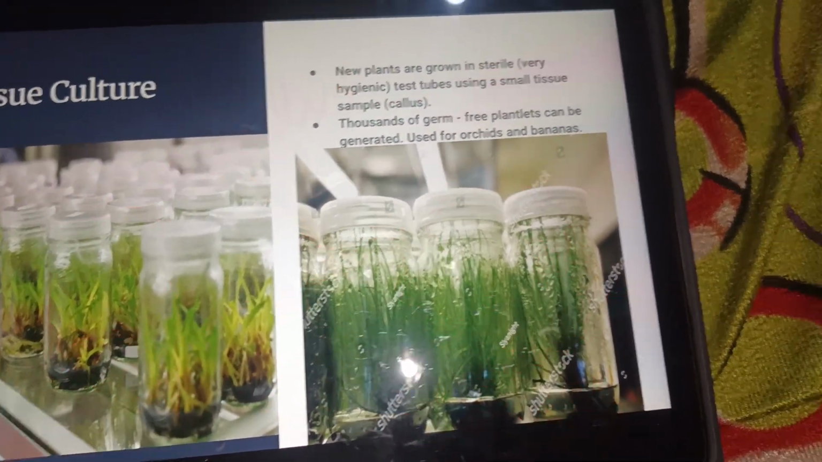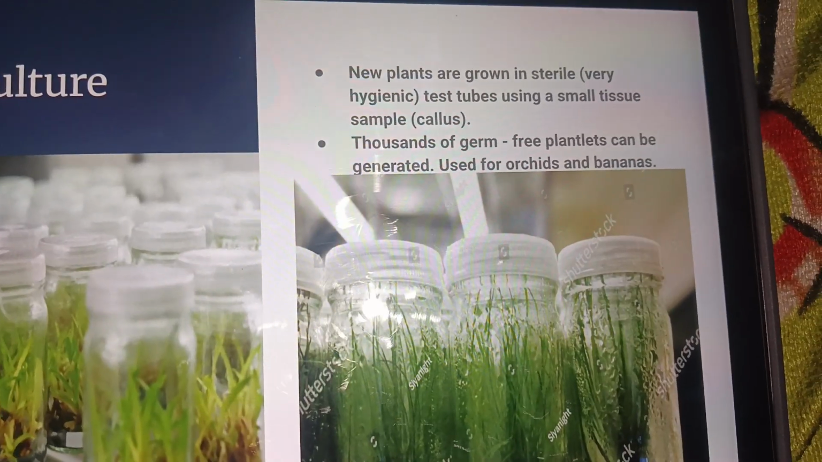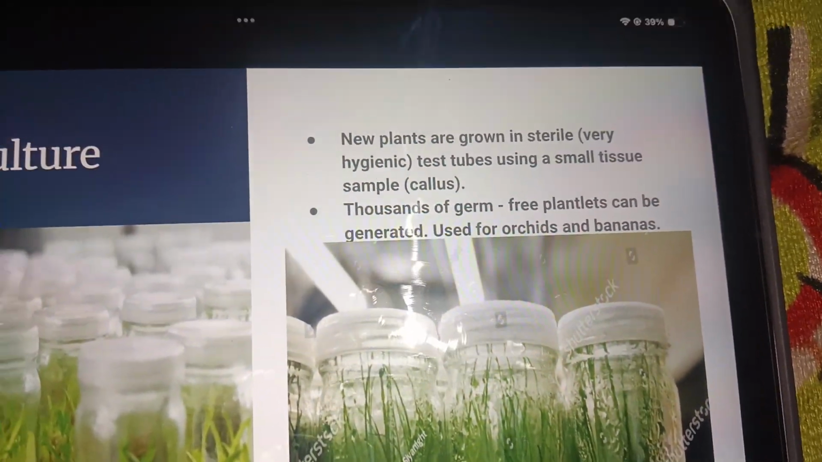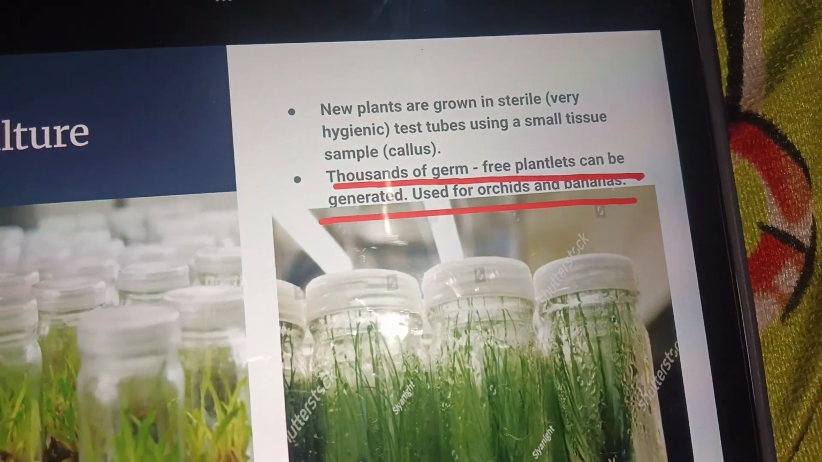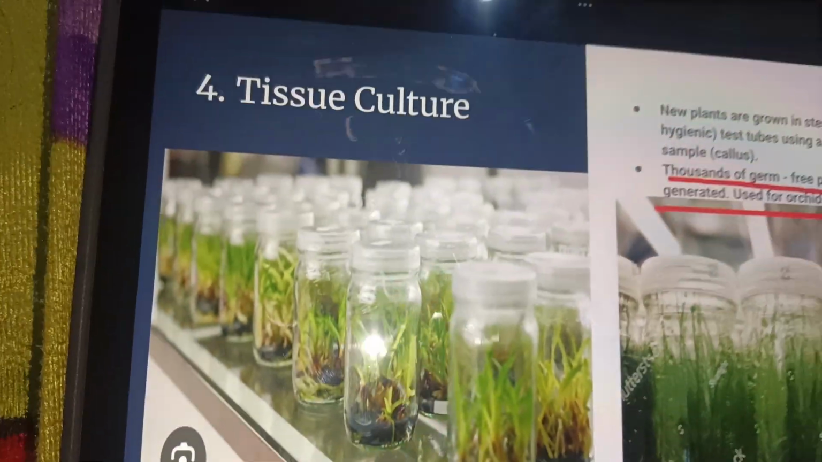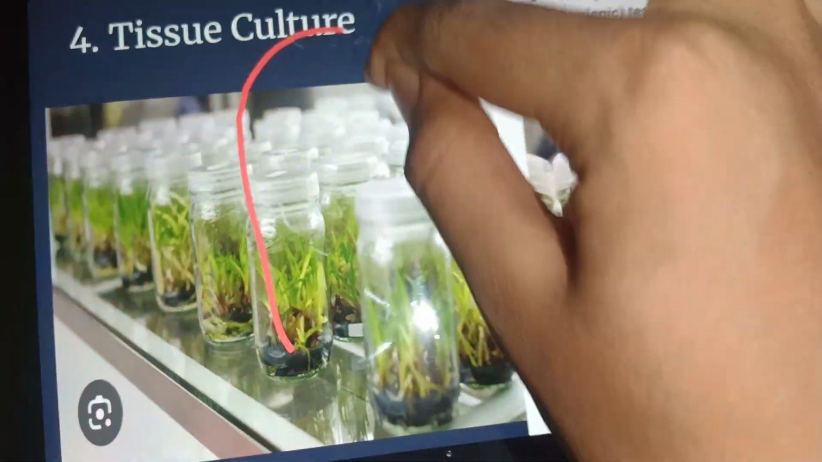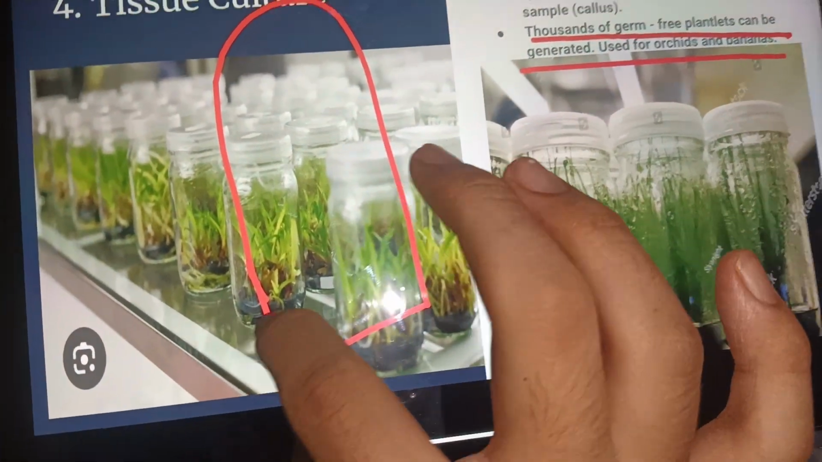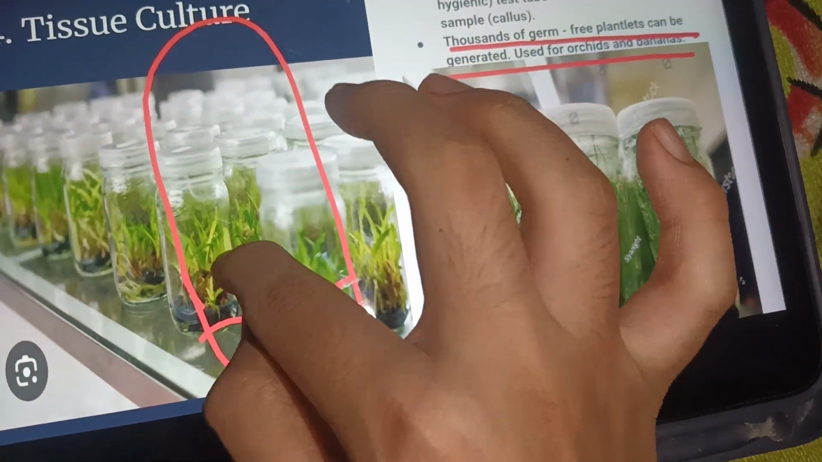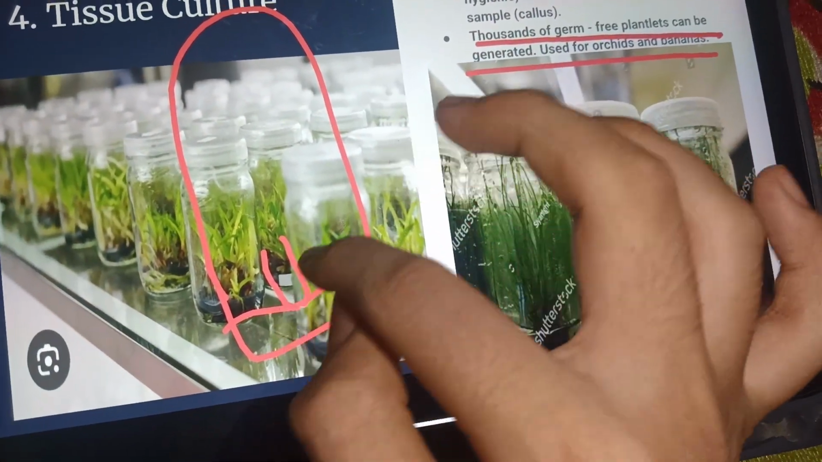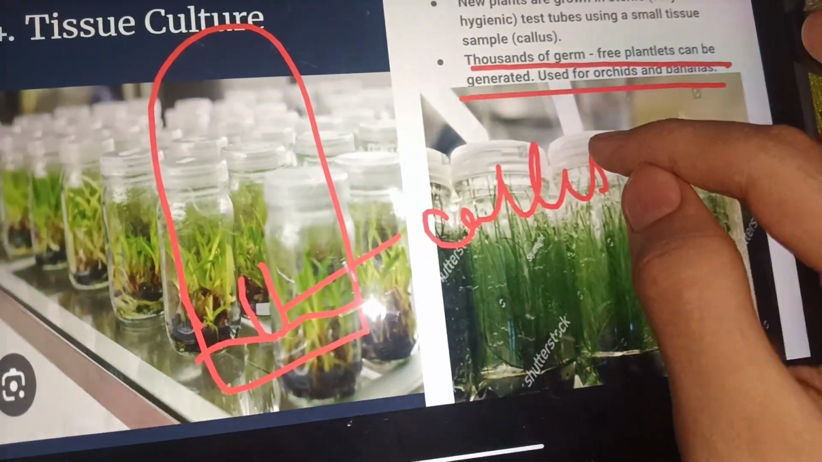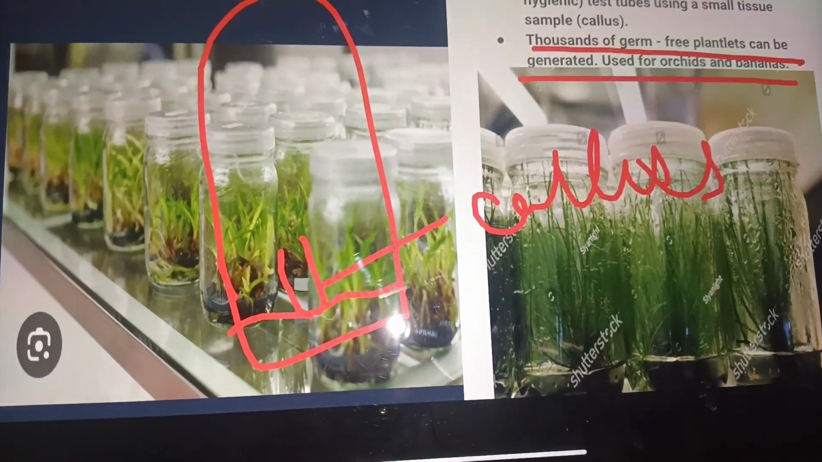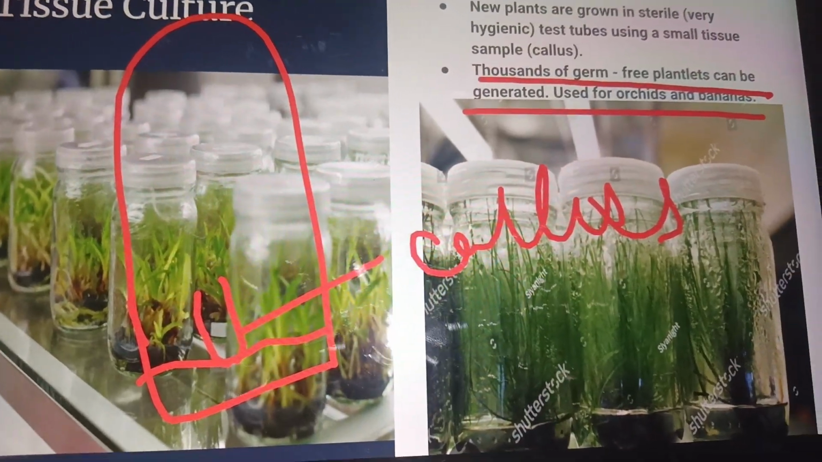Now, thousands of germ-free plantlets can be generated. Exactly, you see what I am starting from. This is, suppose, a test tube. It is very hygienic. This is just soil, and a very small tissue is placed here. That is known as callus. Is that clear?